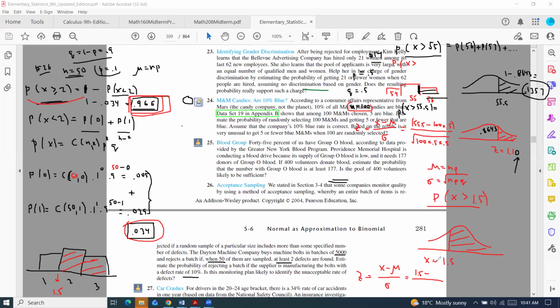So np, what is n? 50. What is p? 0.1. Okay. Square root of 50 multiplied by 0.1 and multiplied by q. And we already saw that q was 0.9, right? We used it here, q is 0.9. Well, let's get our z-score. So these are parentheses.